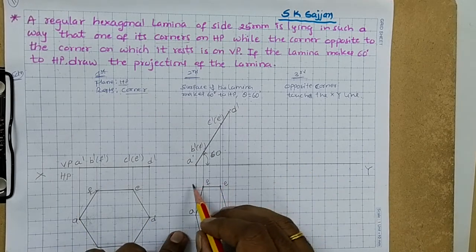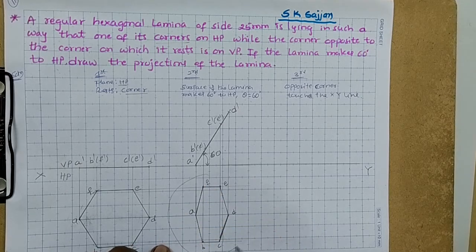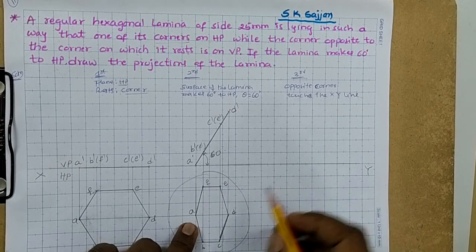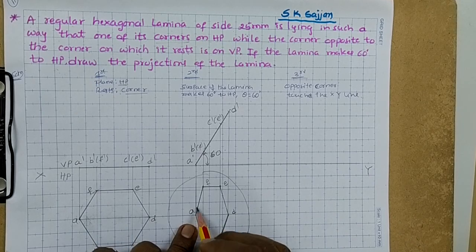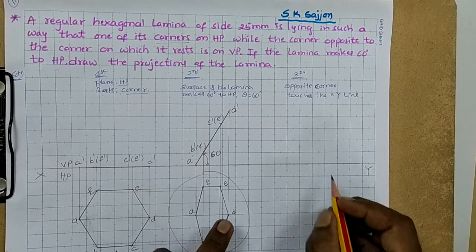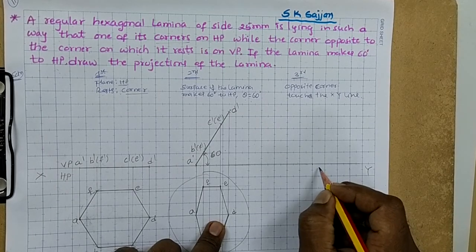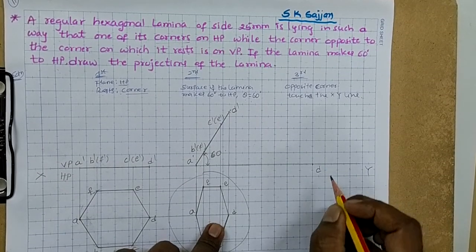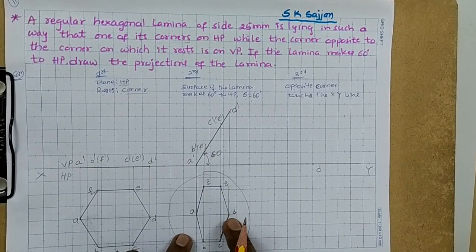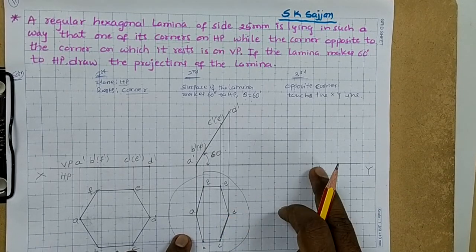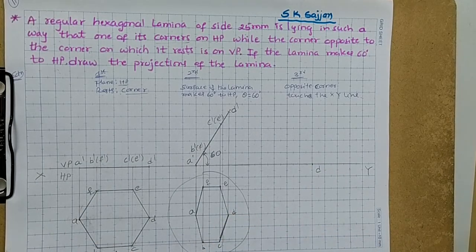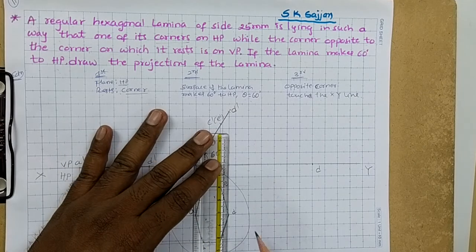That is nothing but I want to redraw the second top view. In this, D touches the XY line, the corner opposite to the corner on which the lamina rests. That is D touches the XY line. Mark D here anywhere on the XY line. Mark D. I want to redraw this top view. The condition is the corner D touches the XY line. Okay, same. Enclose this with a box.